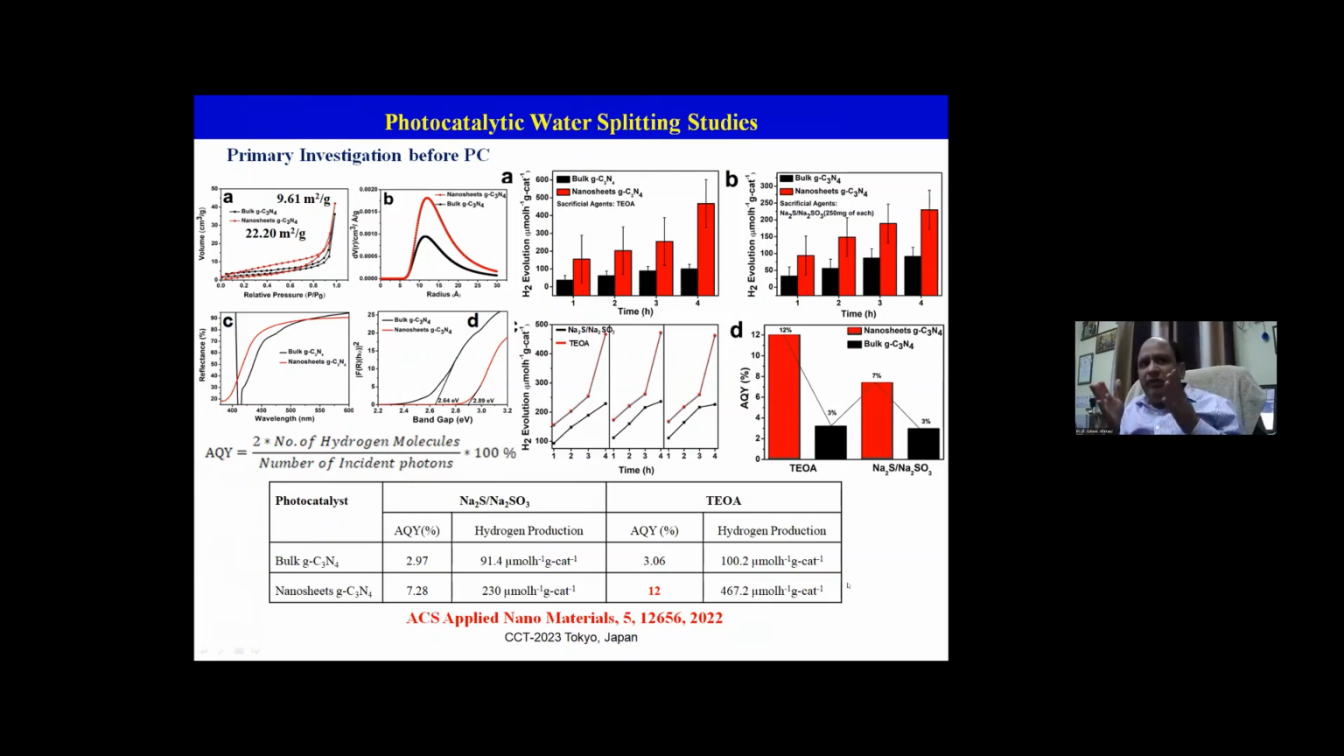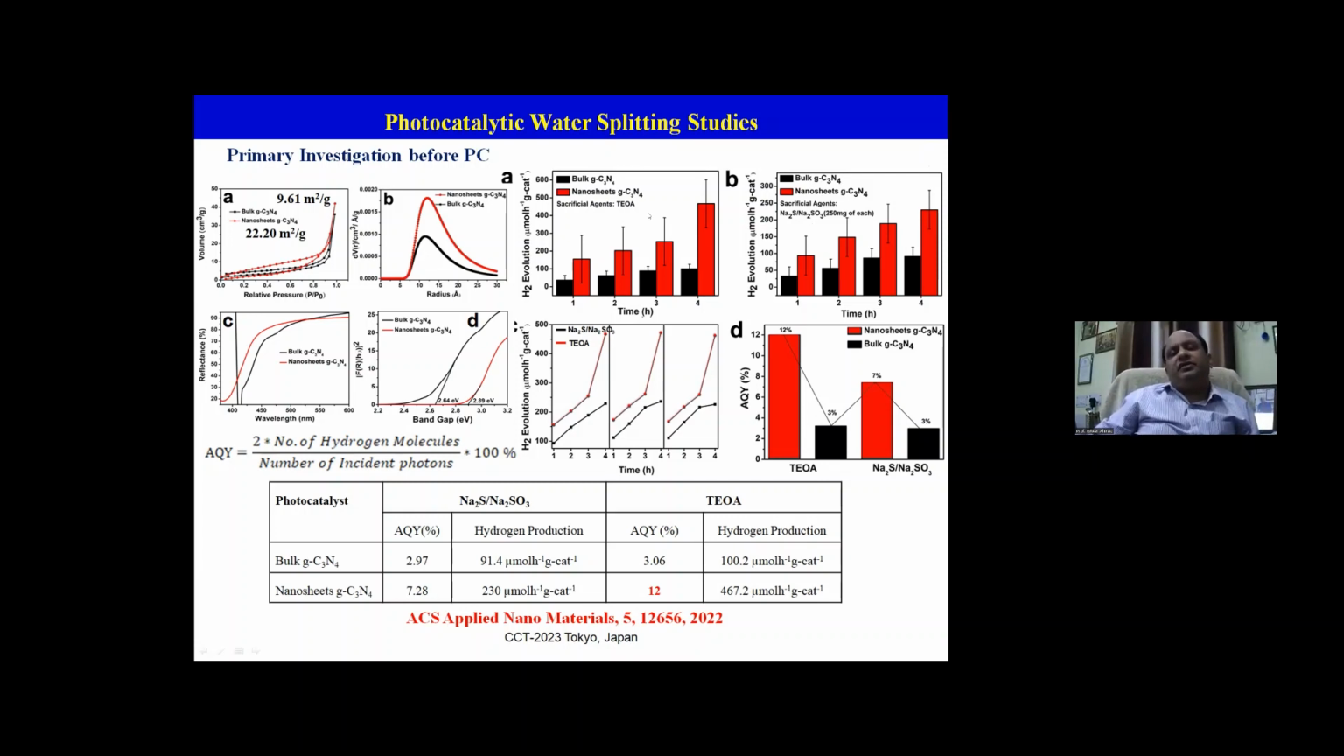Then before going to photocatalytic experiments, we do the basic characterization or primary investigation. We generally do BET surface area investigations and the optical band gap study, so that we know the nature of the material and which light we need to use to expose for the water splitting measurements. Here we make two different sets of water splitting measurements. In one set, we use triethanolamine as the sacrificial agent, and in another set, we use sodium sulfide as the sacrificial agent.